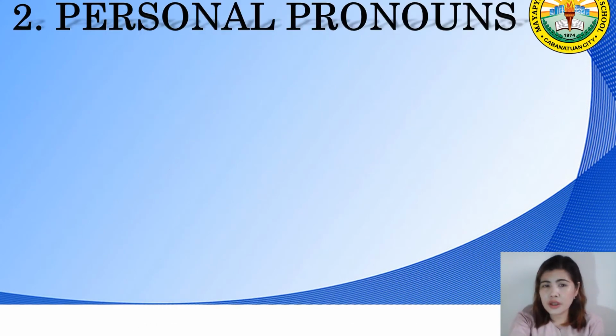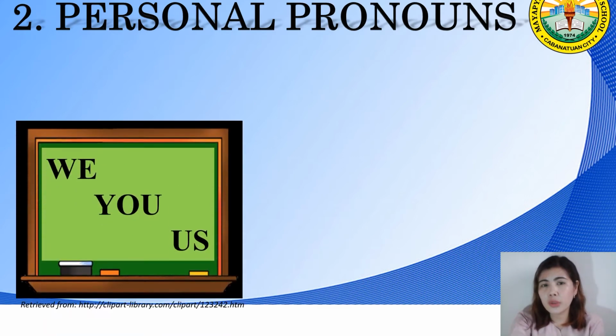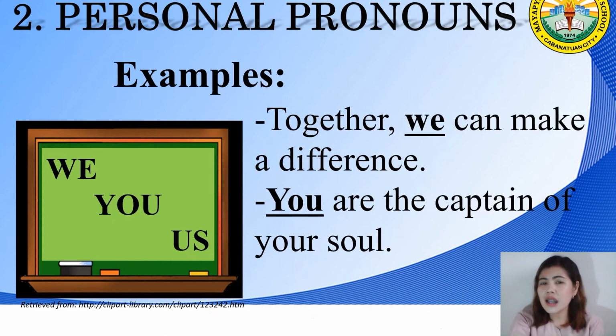The second one is the use of personal pronouns. Using the personal pronouns we, you, and us creates a connection between the writer and the reader. Personal pronouns can make the reader feel personally involved with the topic being discussed. Just like in these 2 examples, wherein the pronouns we and you emphasize the involvement of the reader with the writer.